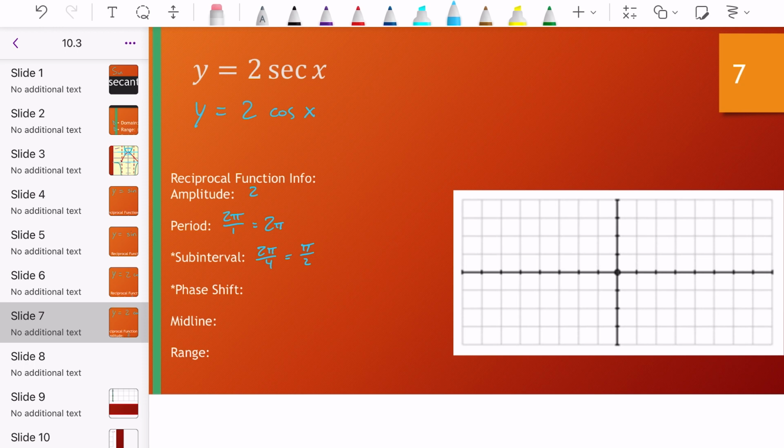Our phase shift is going to be negative c over b, which in this case is 0 over 1. Our midline would be 0. And our range would go from negative 2 to positive 2. Now, once we have that part going, we're going to go ahead and draw our dotted line for our midline across the x-axis.